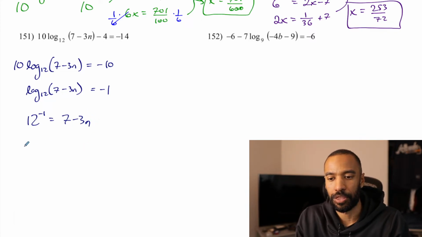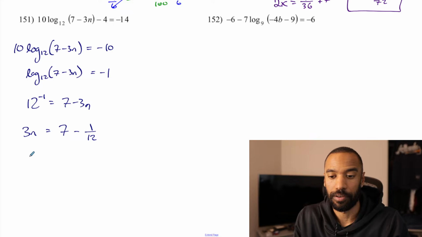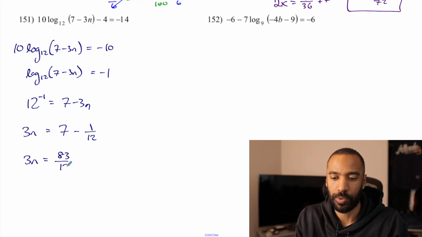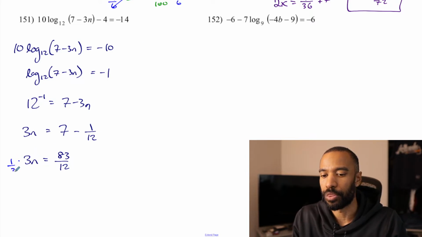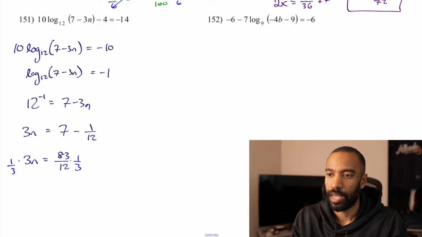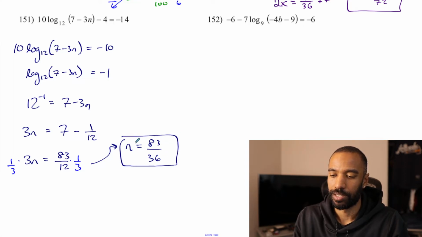This time, I'm going to add the 3n over, make that positive. I want to make that positive before negative. I'm going to put the 12 to the negative first over by subtracting it, and that's 1/12. 7 is 84/12. So 84/12 minus 1/12 is 83/12. Divide both sides by 3 is multiplying by 1/3. And we will get n as 83 over 36, I do believe.